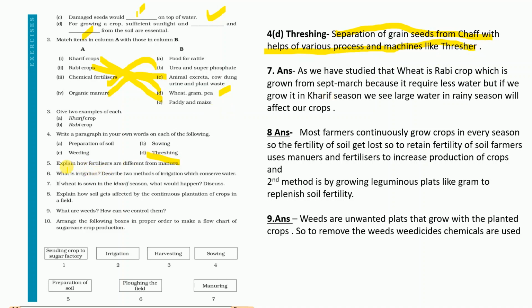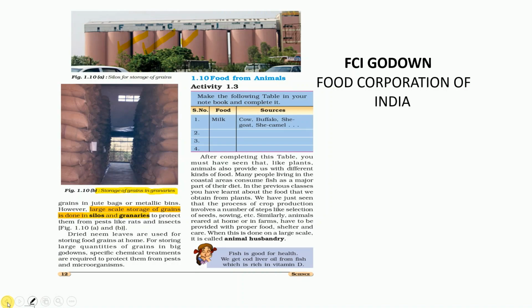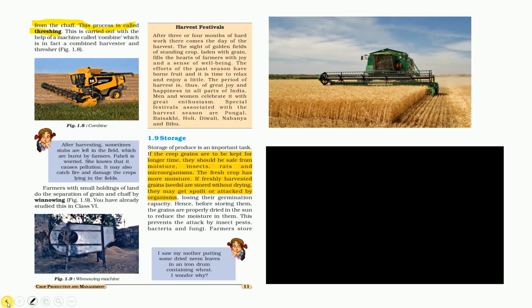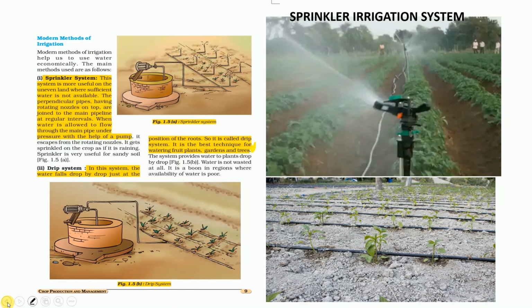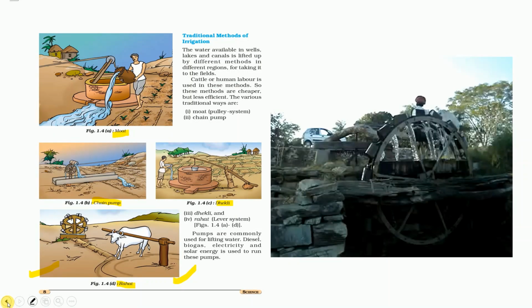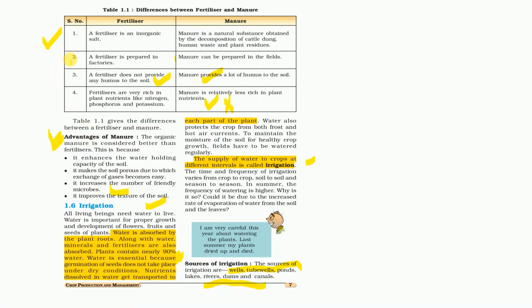And now the fifth question, explain how fertilizers are different from manures. So you can see here how fertilizers are different from manure. You can write these 4 differences as an answer to your question.